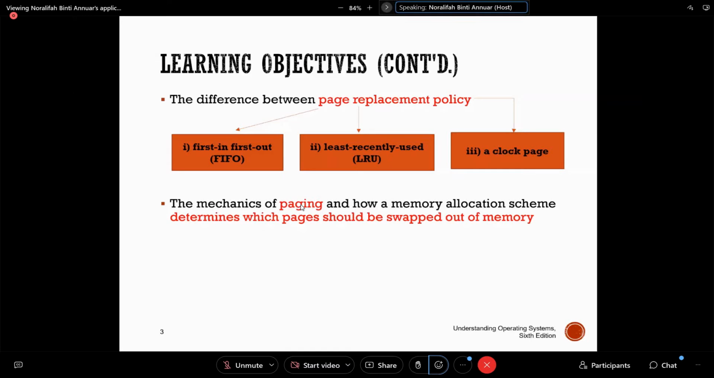Okay, the mechanics of paging and how a memory allocation scheme determines which page should be swapped out of memory. Why must it be swapped out? Because it's limited in space. They need to be swapped out. So based on what, how do you want to decide? Based on the algorithm that you've been using. If you look at your assignment 1, this is what you're going to do.